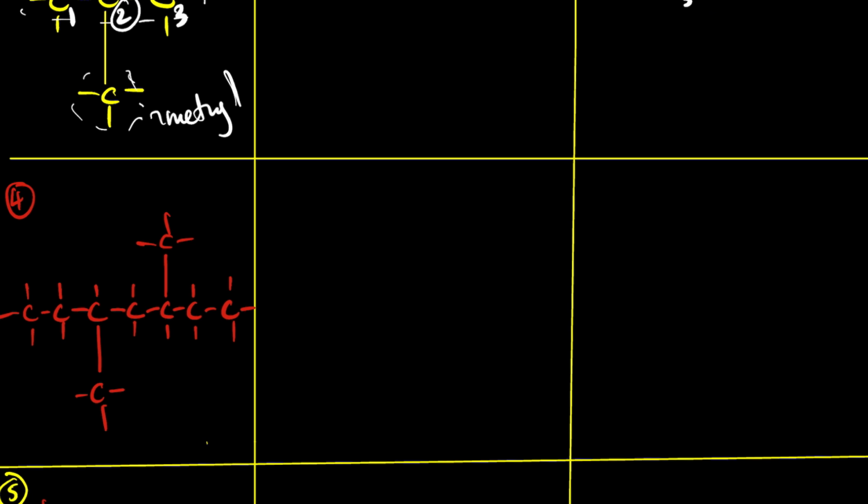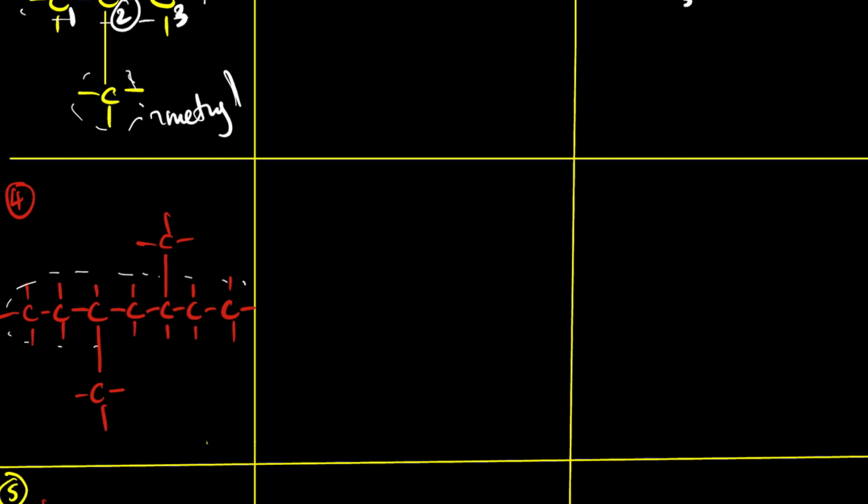This one, let's look at the longest chain. Let's count the longest chain. 1, 2, 3, 4, 5, 6, 7. 1, 2, 3, 4, 5, 6. That's not the longest. The longest is still 7. 1, 2, 3, 4. That's not the longest. 1, 2, 3, 4, 5, 6. It's not the longest. 1, 2, 3, 4. It's not the longest. So the longest is this one. It's 7. 1, 2, 3, 4, 5, 6, 7. So the longest is 7.